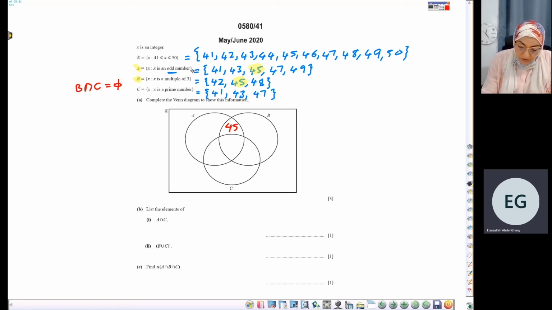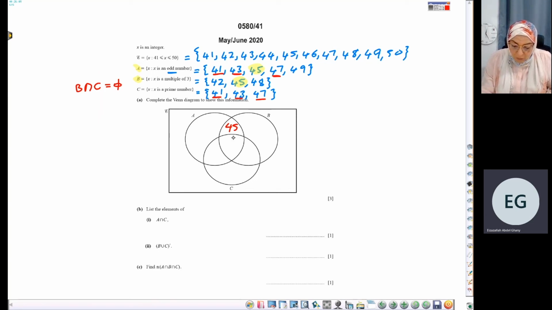Okay, what's common between A and C? A is having odd numbers and C is having prime numbers. So 41 is common, 43 is common, 47 is common. They can be written between A and C. Here is A, here is C. 45 is already written. So what's remaining? I can write 41, 43, 47 here.